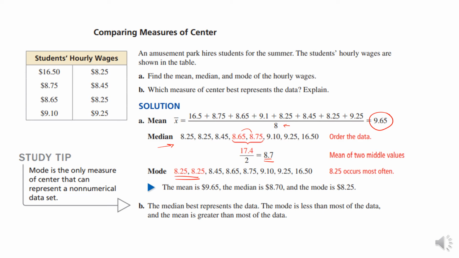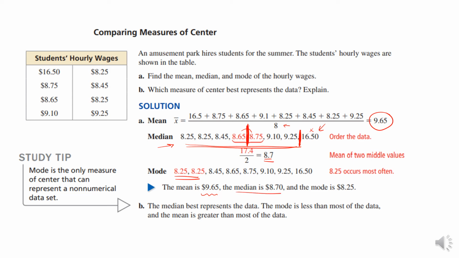Now, then they want you to evaluate which one you think is the best measure of center. Well, look at the mean. It's 9.65. And if you look at your data, 9.65 is way over here. It's not even close to most of the data. So I don't think I'd use it because it looks like it's going to be skewed. There's going to be this one high one over here, but most of the data is down here. So it's not going to be symmetrical. The median, however, is right here, right in the center of the data.